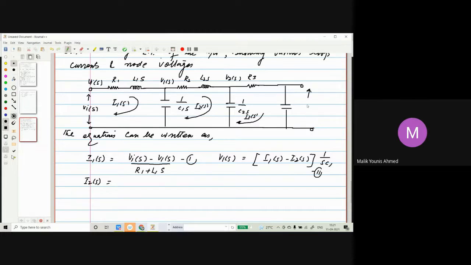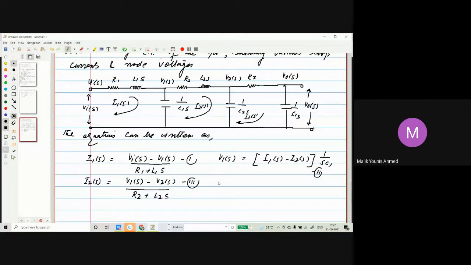This voltage here is V naught of S. That will be the same here also, V naught of S. SC3 or C3S, one and the same thing. I2 of S flowing through this will be V1 of S minus V2 of S divided by R2 plus L2S. Call it the third equation.